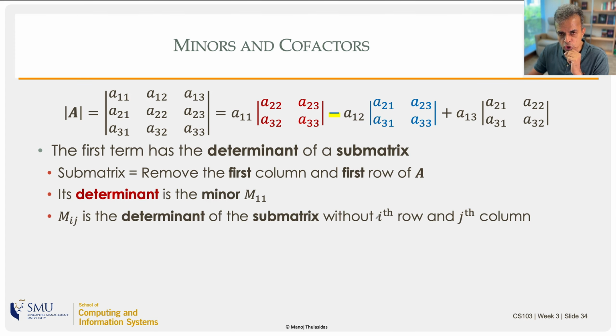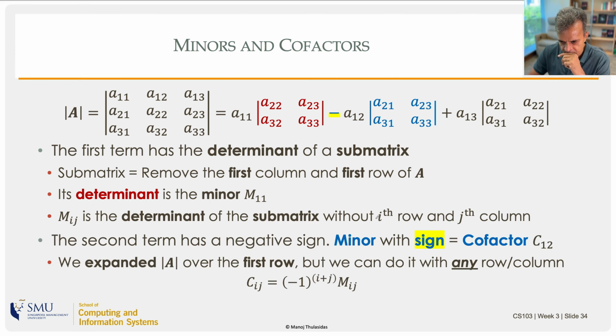And this goes even if it is a 4 by 4, 5 by 5, n by n matrix. It's not merely for 3 by 3 matrices. Now the second term has a negative sign, so the blue minor is negative. And if you absorb the sign into the minor, in other words, you consider the signed minor, that is a cofactor. So the cofactor of A11 is just the red guy. The cofactor of A12, on the other hand, is minus this blue guy.